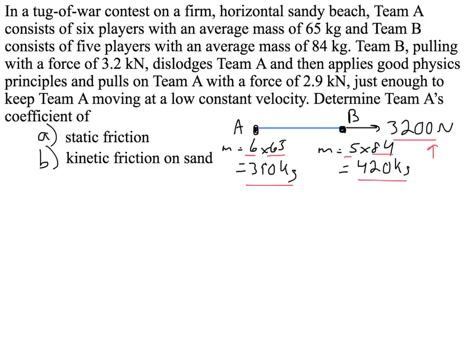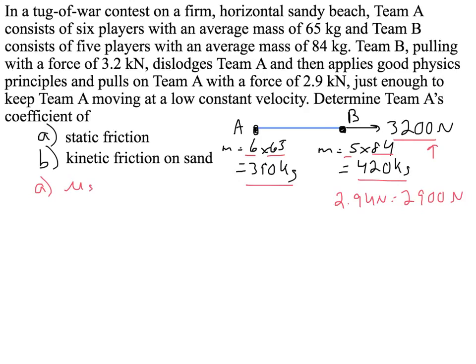Team A then applies good physics principles and pulls on Team A with a force of 2.9 kilonewtons. I'll write that here: 2.9 kilonewtons equals 2,900 newtons. Just enough to keep Team A moving at a low constant velocity, meaning the force applied is going to equal the force of friction. Determine Team A's coefficient of static friction. Static friction is going to be pretty basic. We are looking for that.